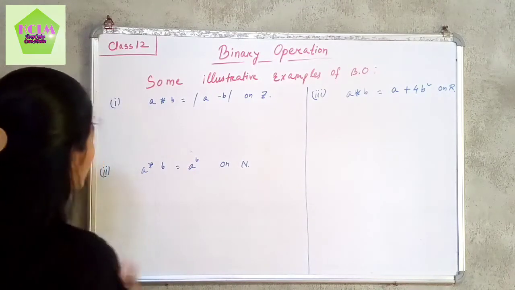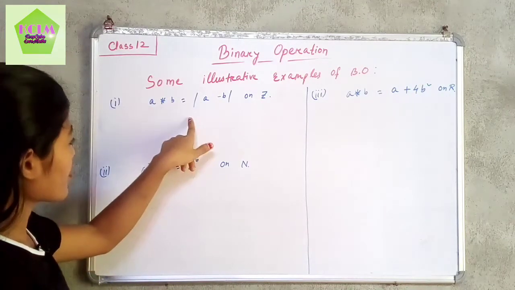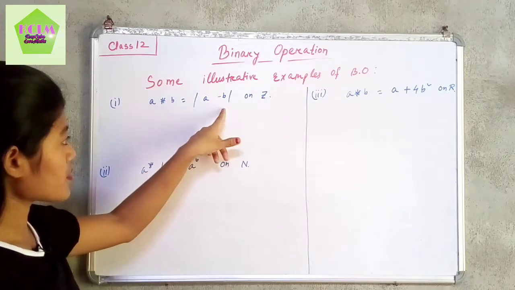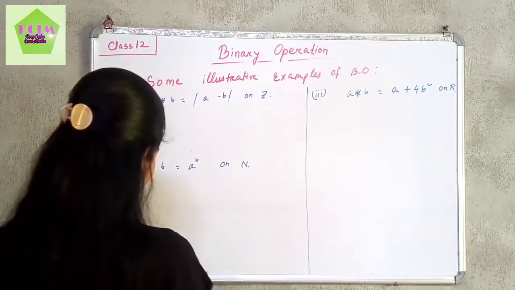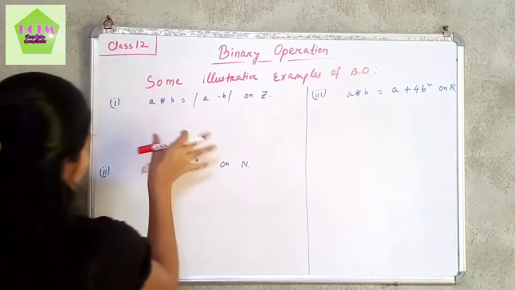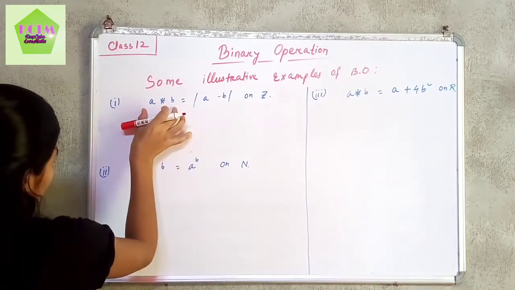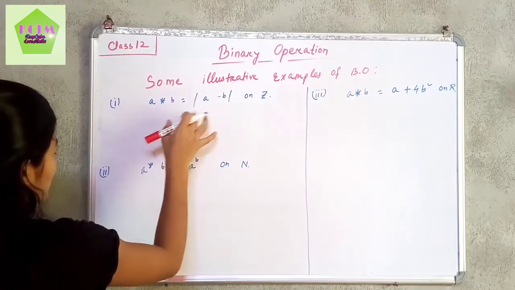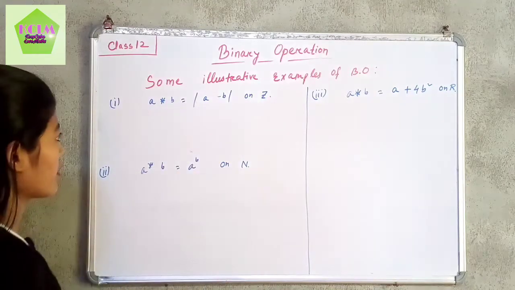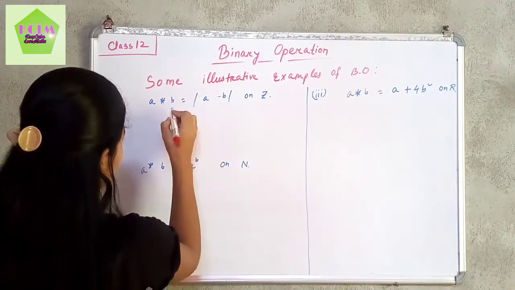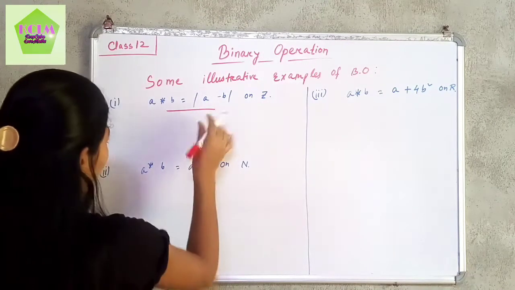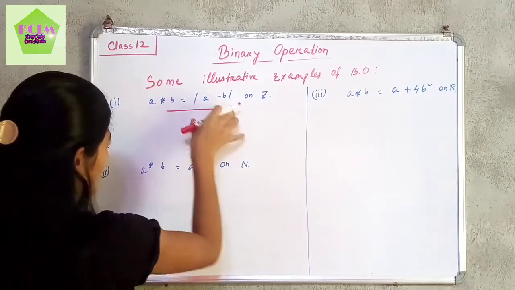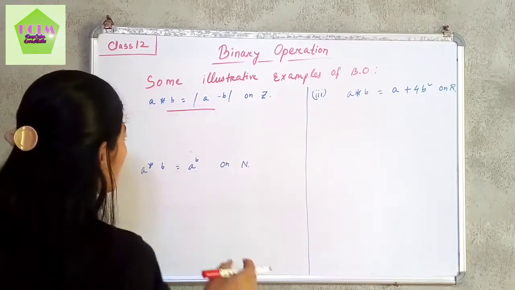So the first one is a star b equal to modulus of a minus b on the set of integers Z. Since Z is the set of integers, we have taken two elements a and b, and this is defined as modulus of a minus b. So is this a binary operation on Z? Now we know the modulus function takes only positive values.